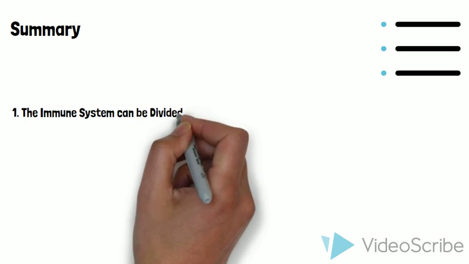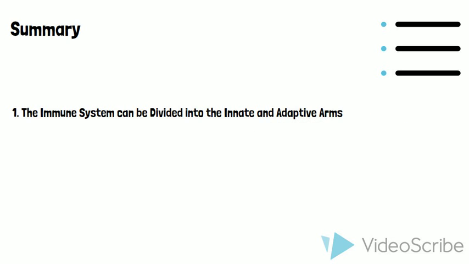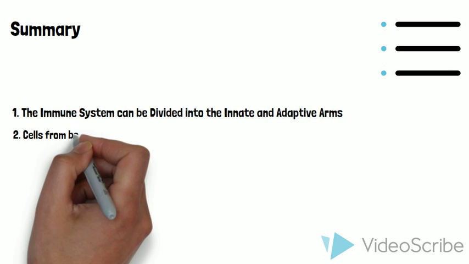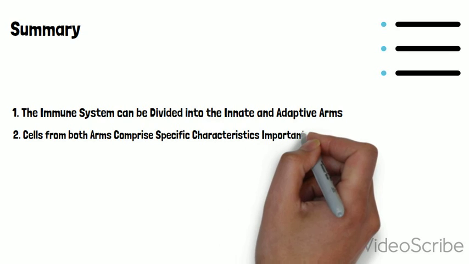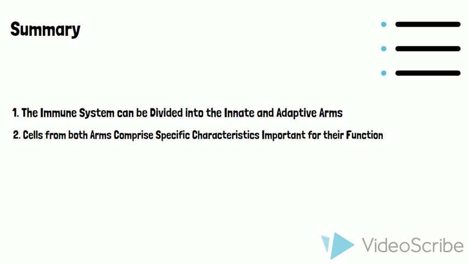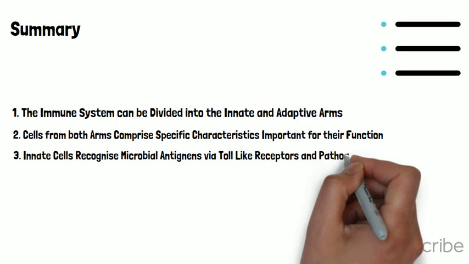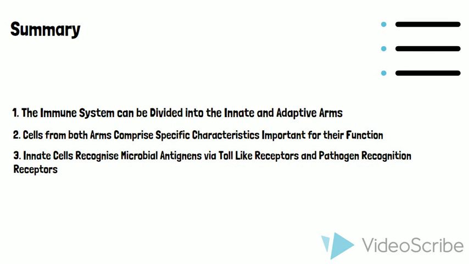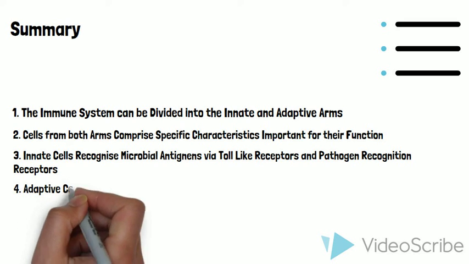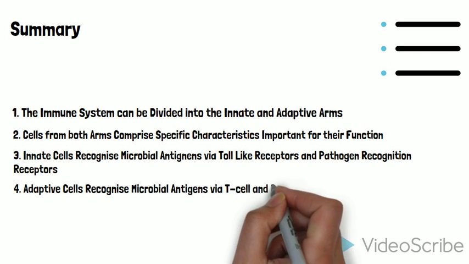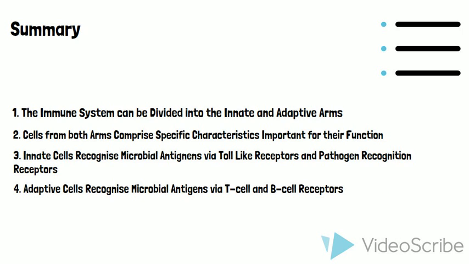In summary, the immune system can be divided into the innate and adaptive arms. Cells from both arms comprise specific characteristics important for their function. Innate cells recognise microbial antigens via toll-like receptors and pathogen recognition receptors. Adaptive cells recognise microbial antigens via T cell and B cell receptors.